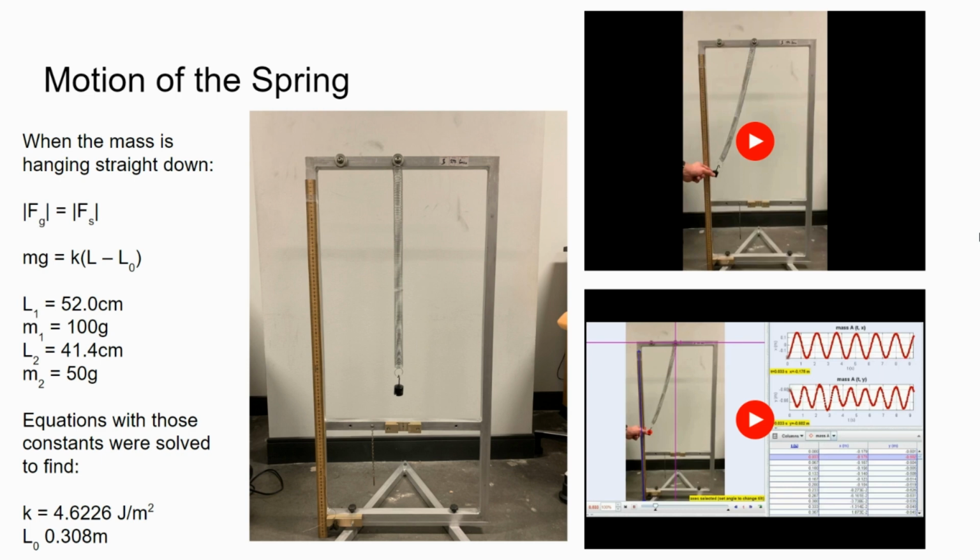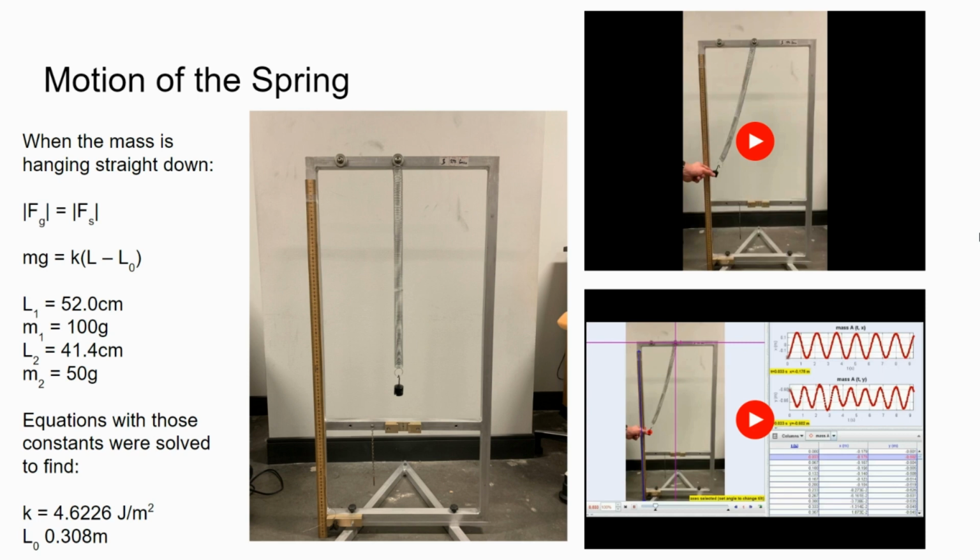To analyze the motion of the object, a large garment hanger, a spring, and two masses were needed. The spring was hung on the garment hanger. The two masses were hung on the spring, and the resulting lengths of the spring were measured and used to determine the spring constant K and the relaxed length of the spring L naught. These will be important for the computations.